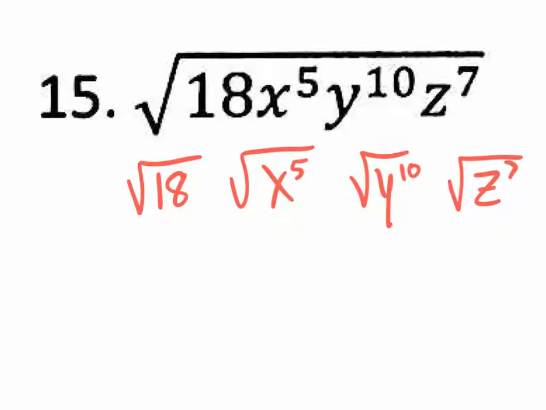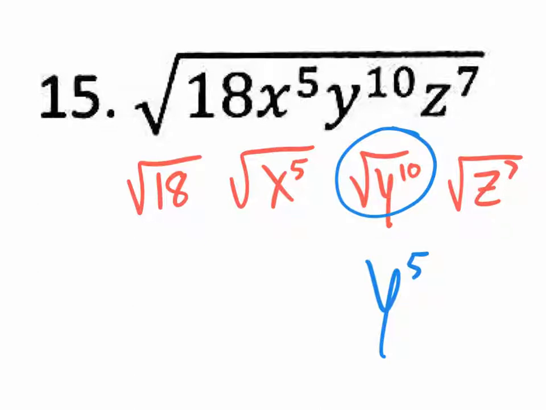Y to the 10th. What's the answer there when I do the square root of y to the 10th? Y to the 5th. Yeah, perfect. You just divide it by 2. Now these other ones require work, right? Like 18. 18 is not a perfect square number. I need to rewrite it with multiplication to get a perfect square number. Would it be a good idea to do 6 times 3? No.